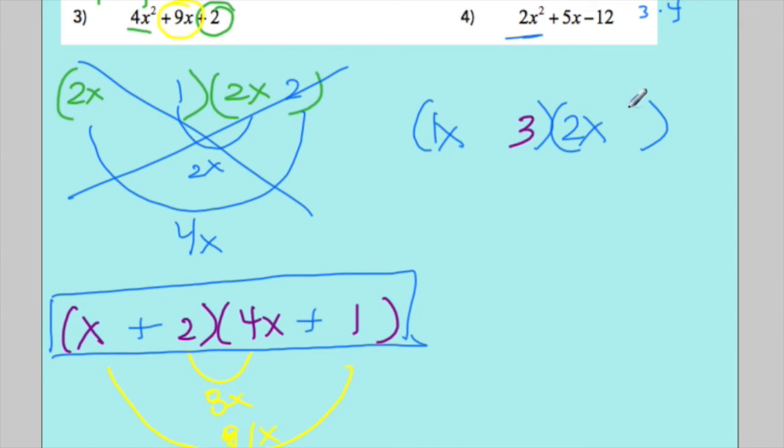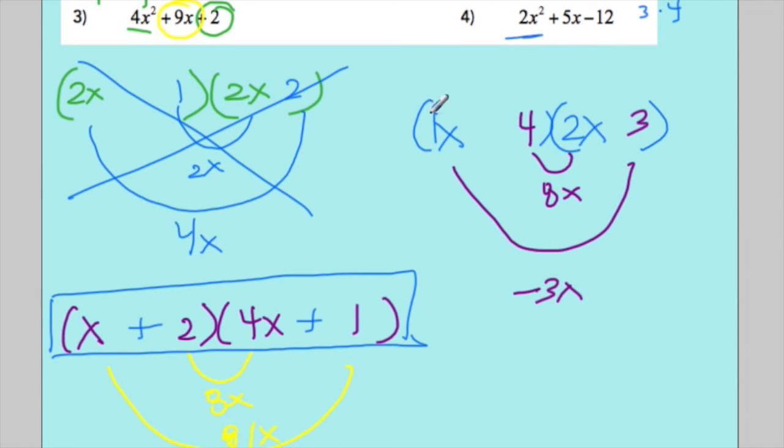If I put 3 here and 4 here, this gives me 6x, and this gives me 4x. Is that one going to work? No. So I swap them around. So if I put 4 here and 3 here, this gives me 8x, and this gives me 3x. Can I get to 5 in that way? Yes, I can. I want a positive 5, so I would subtract 3. So this would make this a negative, and this a positive.